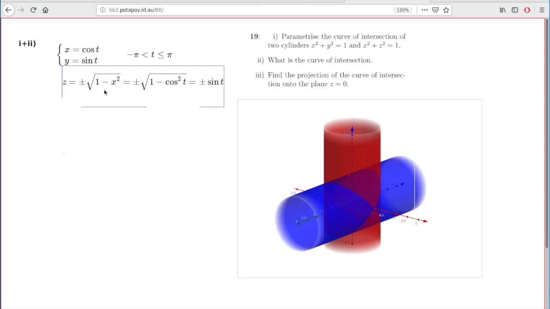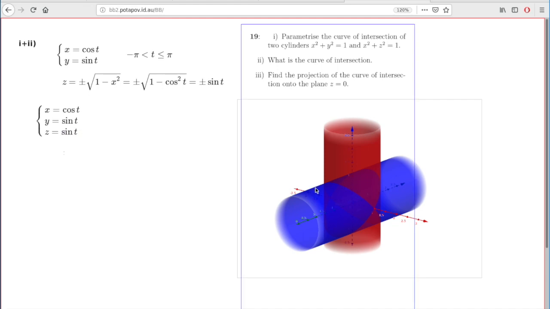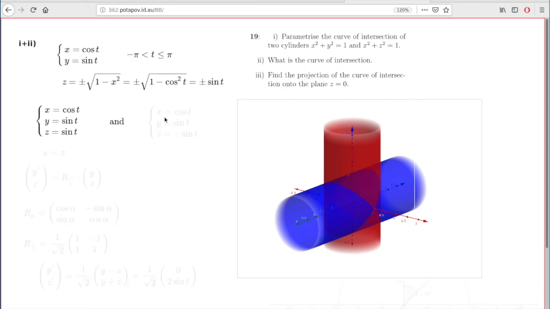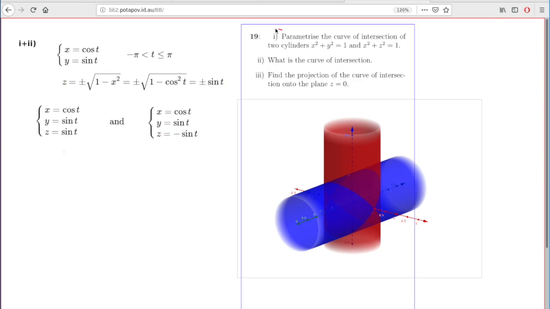So if I combine everything together, I see two different parameterizations for each of these two curves. For the first curve, I have this parameterization: cos t, sin t, sin t. And for the second one, it's cos t, sin t, and minus sin t. So this concludes part 1, because we have delivered two parameterizations for each of these two visible curves.